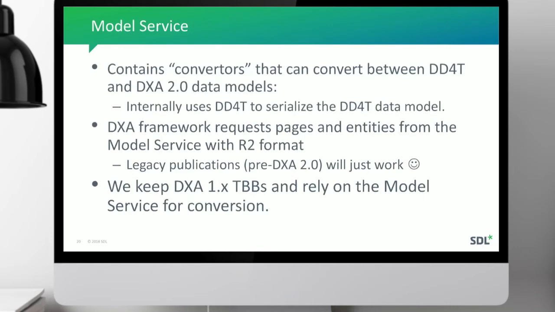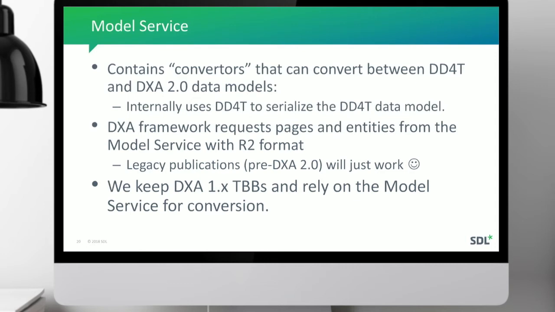Another advantage of model service is how easy it is now to keep the data backwards compatible. We implemented a set of converters that can convert your DD4T JSON to R2 format. This is the new format, as you know already, and it can also convert R2 to DD4T if it's really needed. It even supports when some pieces of data are in one format, but others are in a different one; it will just detect it and mix it in a single model. This basically means, and this is important, that you don't have to republish your content to start using the new architecture. You can do it step by step.